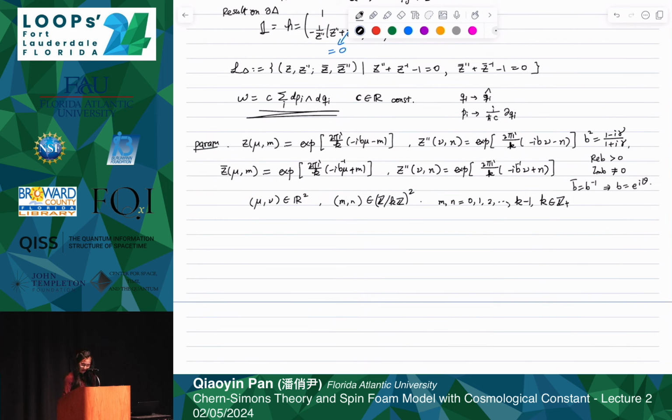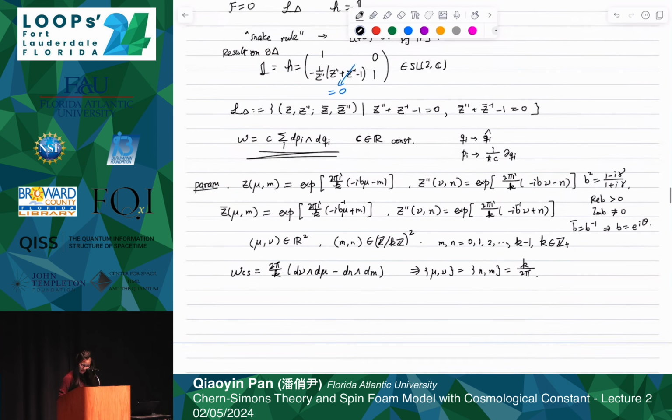Okay, and now, using these new parameters, I rewrite the symplectic form for the Chern-Simons theory, which gives us 2 pi over k, d nu wedge d mu minus dn wedge dm, from which I can derive the Poisson bracket of the new parameters: the bracket of mu and nu equals the Poisson bracket of n and m, equals k over 2 pi. Now we're happy, because this is the form that we are familiar with in quantum mechanics. So we know how to quantize it.